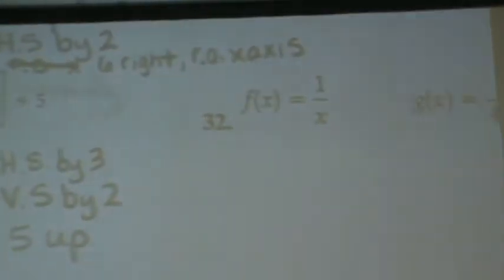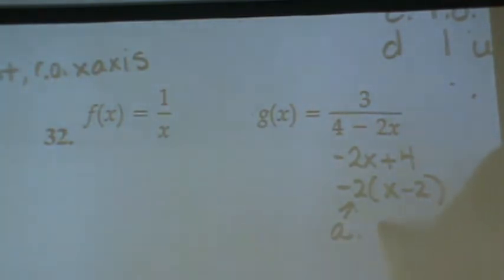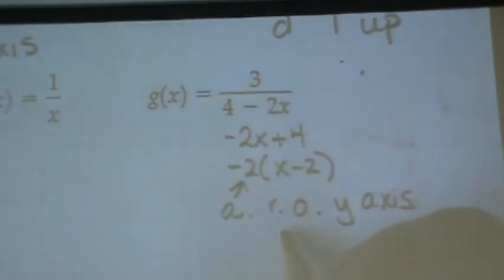And number 32, you've got the reciprocal function. Now this one, what you'd want to do is rewrite this as negative 2x plus 4, and then pull out the negative 2 and you have x minus 2. This is your A value right here. That's A. And A is a reflection over the y-axis, and you flip it and it's a horizontal compression by a half.